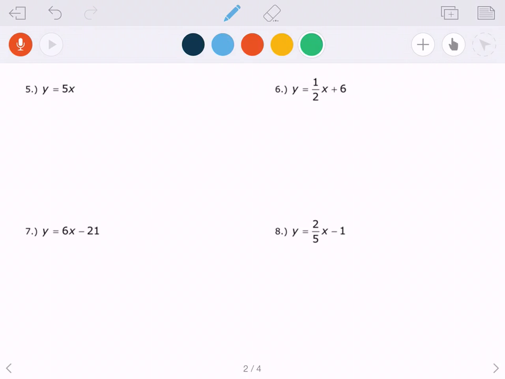So at this point, why don't you try to pause the video and try these next 4 on your own. I want to know how each of those equations compare to that parent function of y equals x. So I want to know if the slope is more steep or less steep, and if the line is shifted up or down.